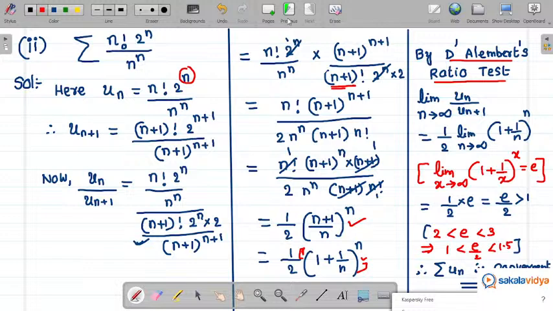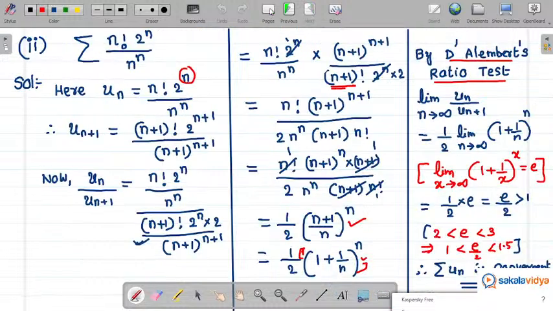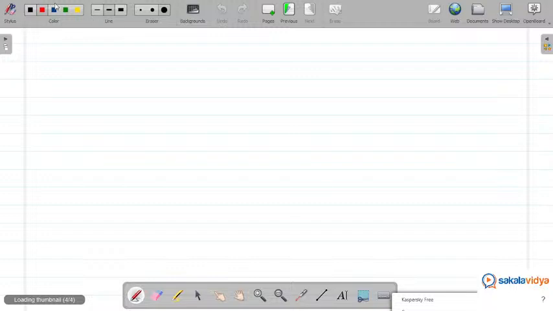So this is the 10th question, and we have completed it. Let us move to the next question, question number 11. Are you ready? Question number 11. Okay, write down.